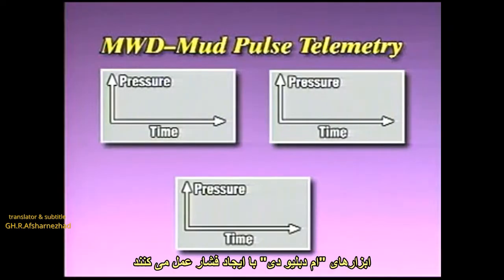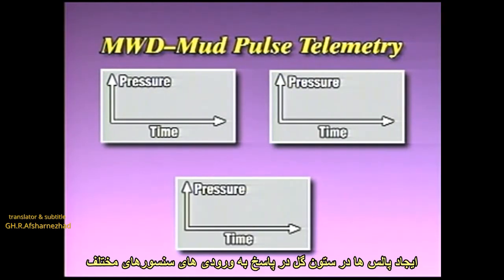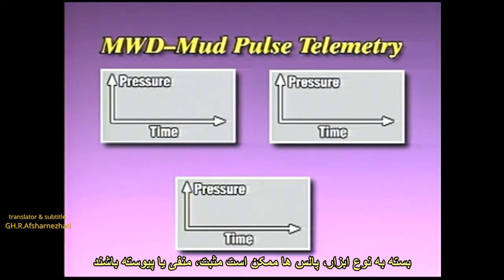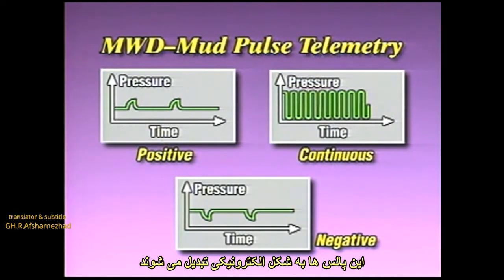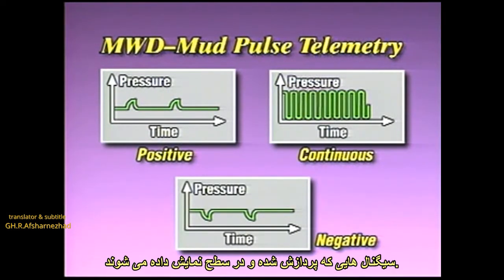MWD tools operate by creating pressure pulses in the mud column in response to inputs from the various sensors. Depending on the type of tool, the pulses may be positive, negative, or continuous. These pulses are converted into electronic signals which are processed and displayed at the surface.